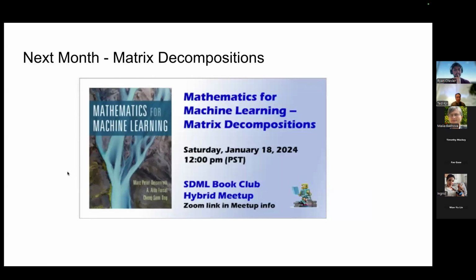I wanted to call out that next month we'll be doing matrix decompositions. That'll be January 18th, the next chapter of the book. I haven't read that far, maybe some of you have, but that'll be January 18th, so next month after the new year.